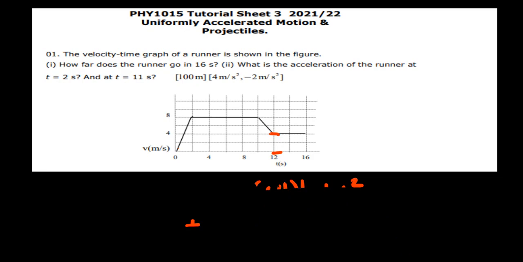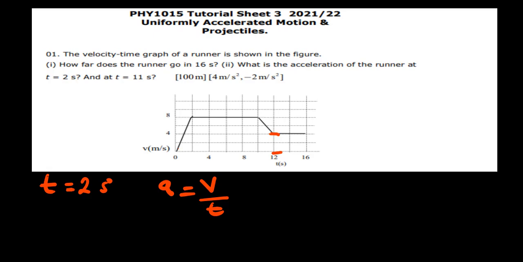Then question B is, what is the acceleration of the runner at t equals 2 seconds? So we're trying to find the acceleration at t equals 2 seconds. Now you know that acceleration is equal to your velocity divided by your time. Now we're trying to find the acceleration at 2 seconds. So what do we do?